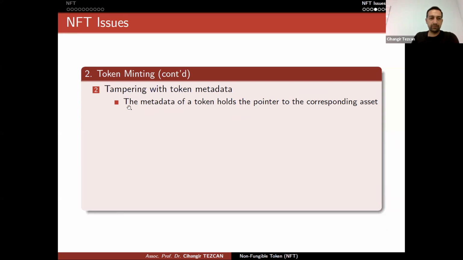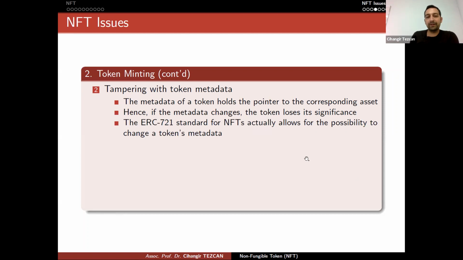Let's look at the second problem in token minting: tampering with token metadata. This is important. The metadata of a token holds the pointer to the corresponding asset. This is where you put a link to the JSON file, inside the metadata URL. We hope that nobody can tamper with it, right? Because it is the link between your token ID and the digital asset itself. Hence, if metadata changes, the token loses its significance, because what you bought has changed. Now it links to something different.